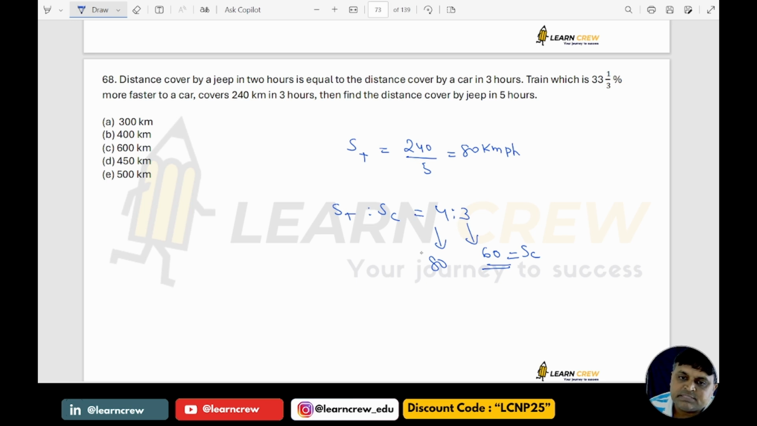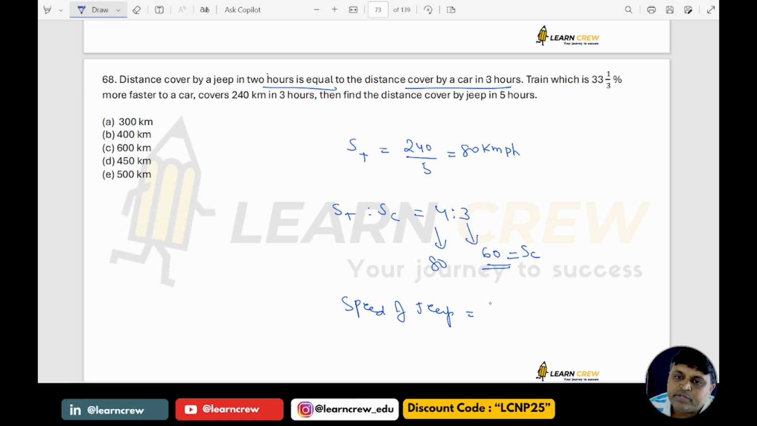Now it is given that the speed of the jeep is how much? Please see here. Then find the distance covered by the jeep in 5 hours. The distance covered by the jeep in 2 hours is equal to the distance covered by the car in 3 hours. So the ratio, see, here it is taking 2 hours, and the car is taking 3 hours. 2:3 is the ratio of time.